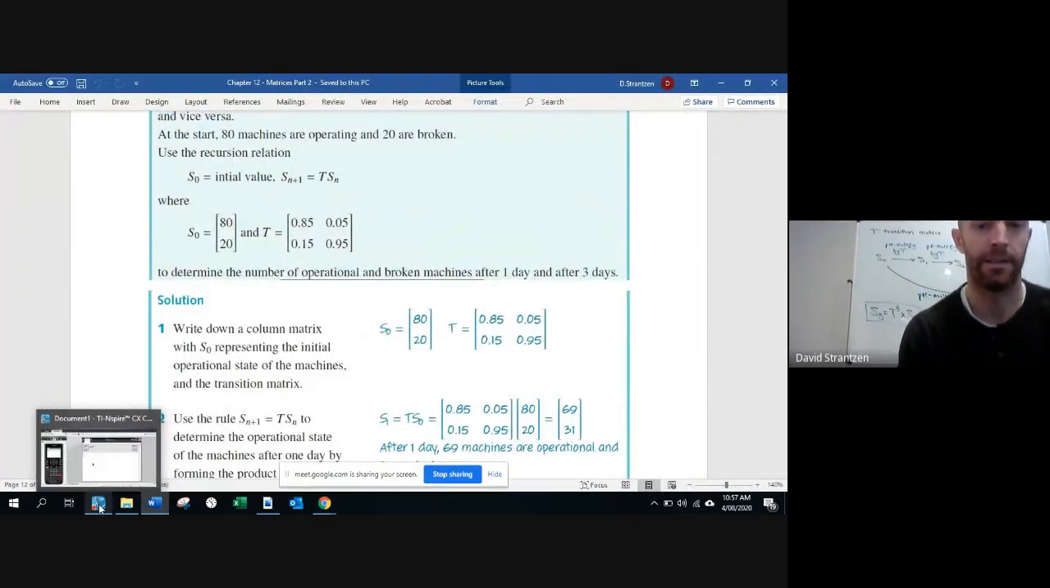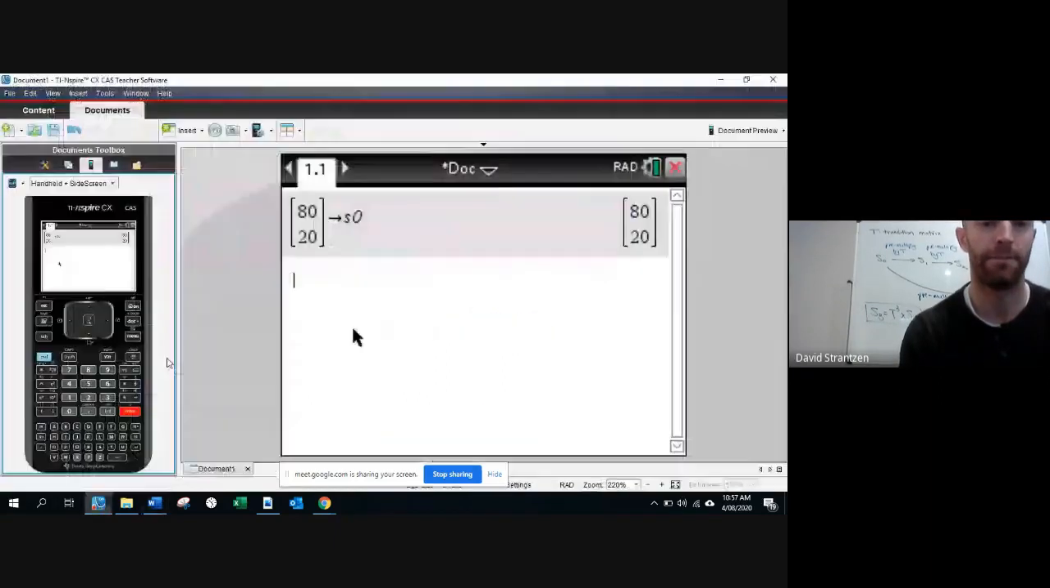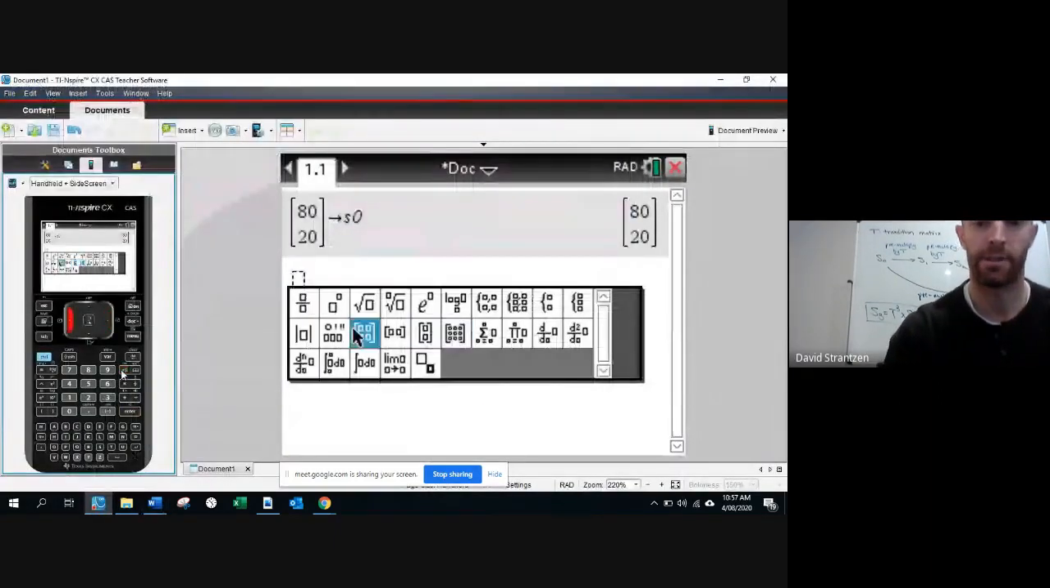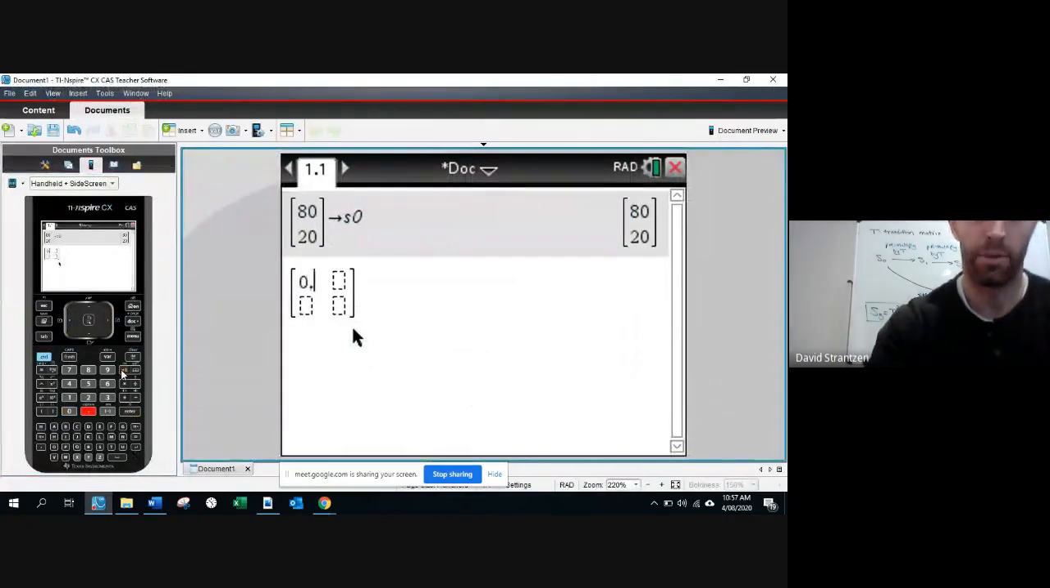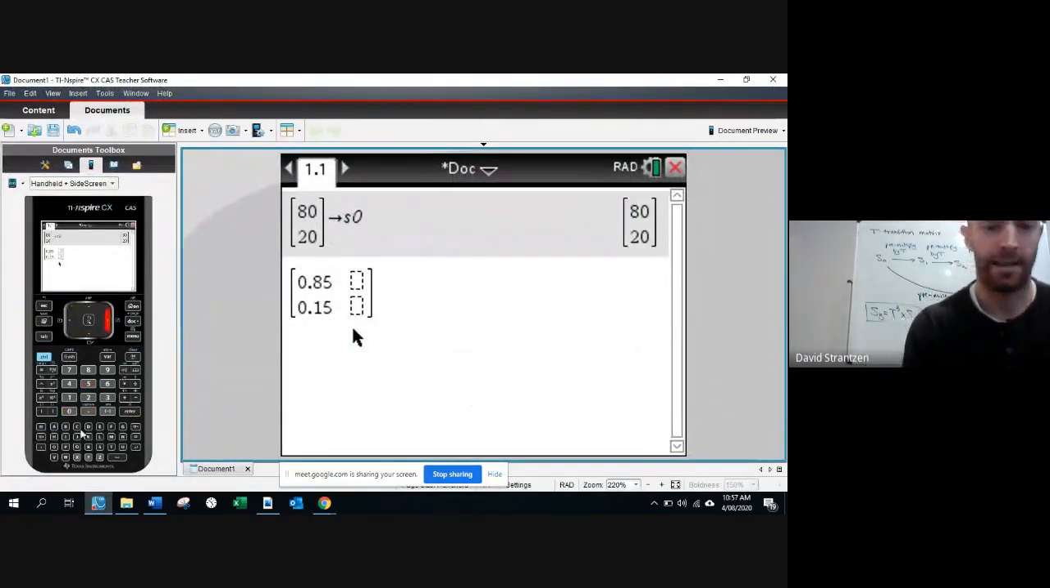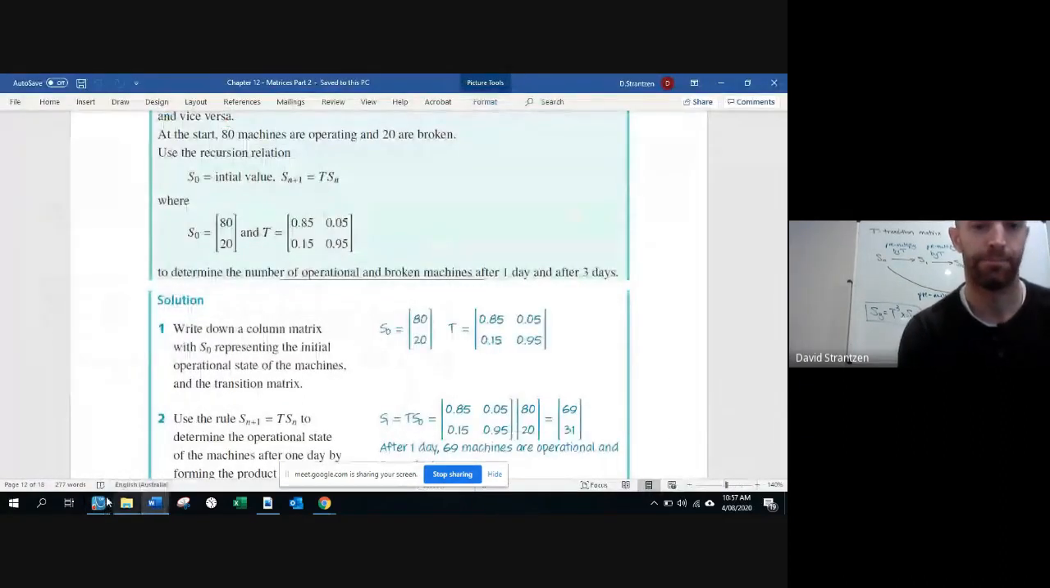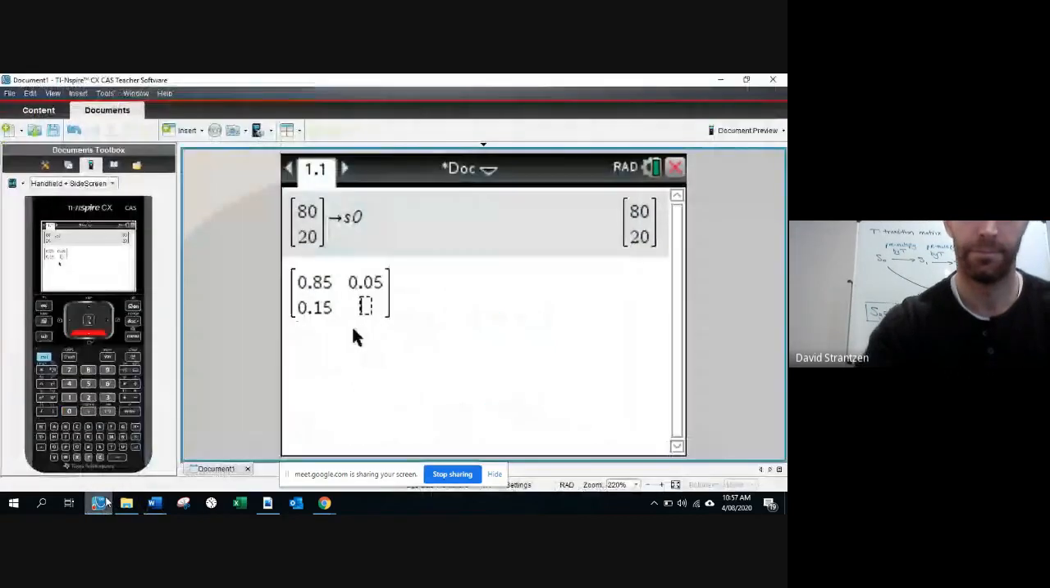Okay, once I've done that, I'm going to store my transition matrix as capital T or lowercase t in the calculator. So 0.85, 0.15. This is a 2 by 2 matrix, so I choose that option. 0.85 and 0.15 in the first column. And in the second column, we've got 0.05 and 0.95. I'm going to store this as matrix T.